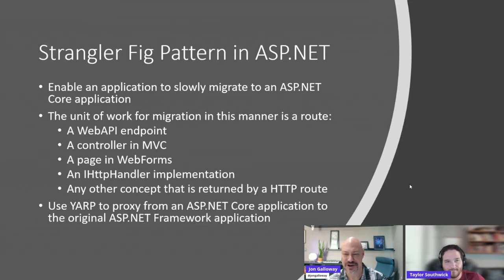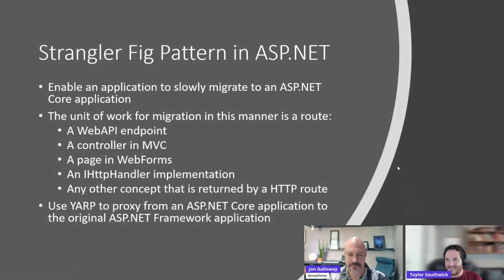When your boss says, what are you working on? You say, I'm migrating over the order page, or I'm moving over the API controller, whatever. Exactly. And as part of the implementation of this Strangler Fig pattern, we recommend using YARP to proxy the request from Core to Framework.